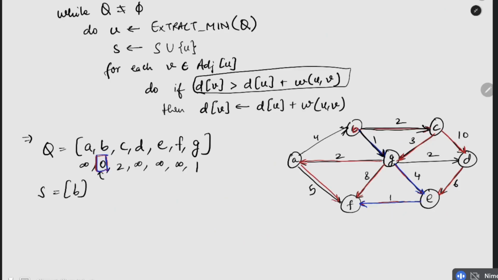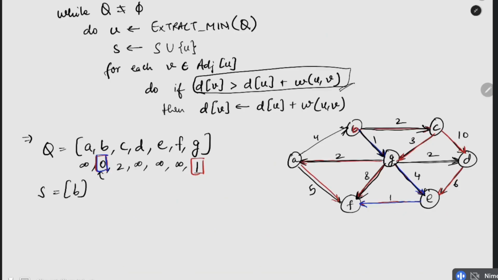So the next term that we are going to look at is G, right? Because that has, again, the minimum distance between all the other values, right? So now we do the same for the adjacent vertices of G, right? And which are the adjacent vertices of G? It is A, F, E, and D, right? So I'll do both of these things together now.